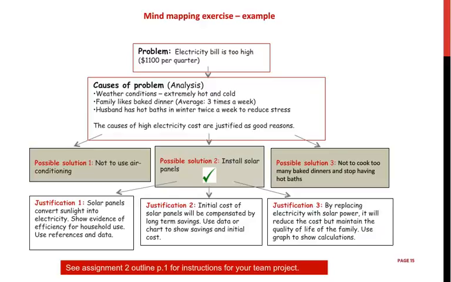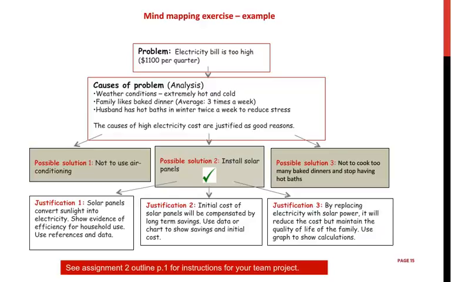To analyze this problem, we've identified the causes of the problem, these being that the weather conditions are extremely hot and cold. Also, the family likes baked dinners at an average of 3 times a week. And finally, the husband has hot baths in winter twice a week to reduce stress.